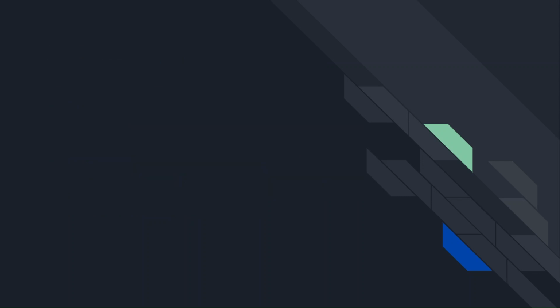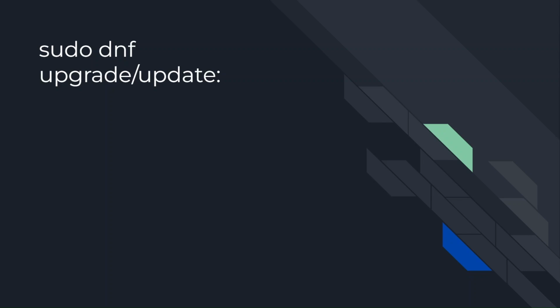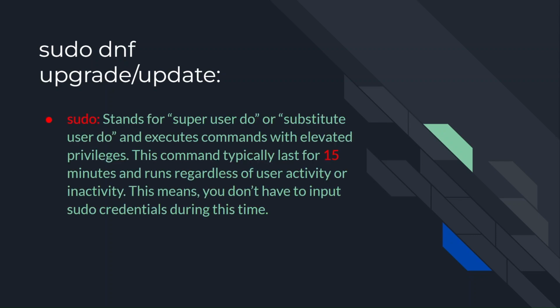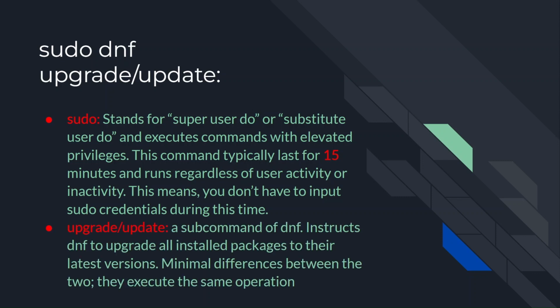Now on to our final slide, we have sudo dnf upgrade or update. This command pretty much just executes all available updates within your system. So let's dissect it. First, we have sudo, which stands for superuser do or substitute user do. It's used to execute commands with elevated privileges and allows users to perform administrative tasks without logging in as the root user. Sudo privileges typically last for about 15 minutes after entering the password, regardless of user activity or inactivity in the terminal. And the final piece to this puzzle is upgrade or update.